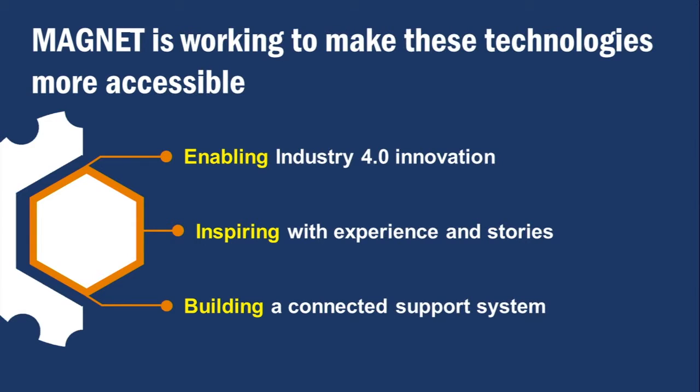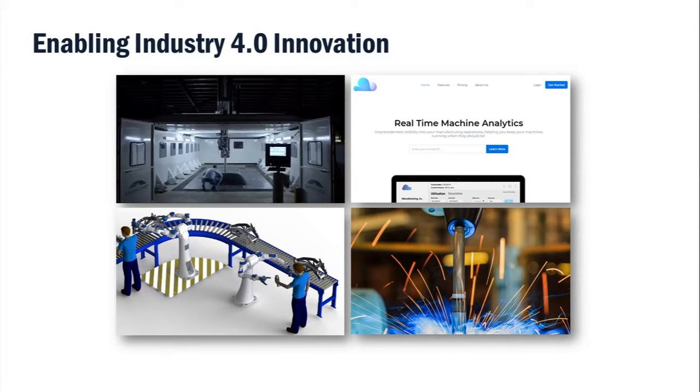So this is how we're helping make these more accessible. We're enabling Industry 4.0 innovation, and I'm going to take you through a few stories to illustrate what that looks like. We are inspiring with experience and stories, and we're building a connected support system to support the digital transformation that we know our manufacturers are all going to have to take to stay competitive. So let's talk about a few of the stories. So this is really exciting.